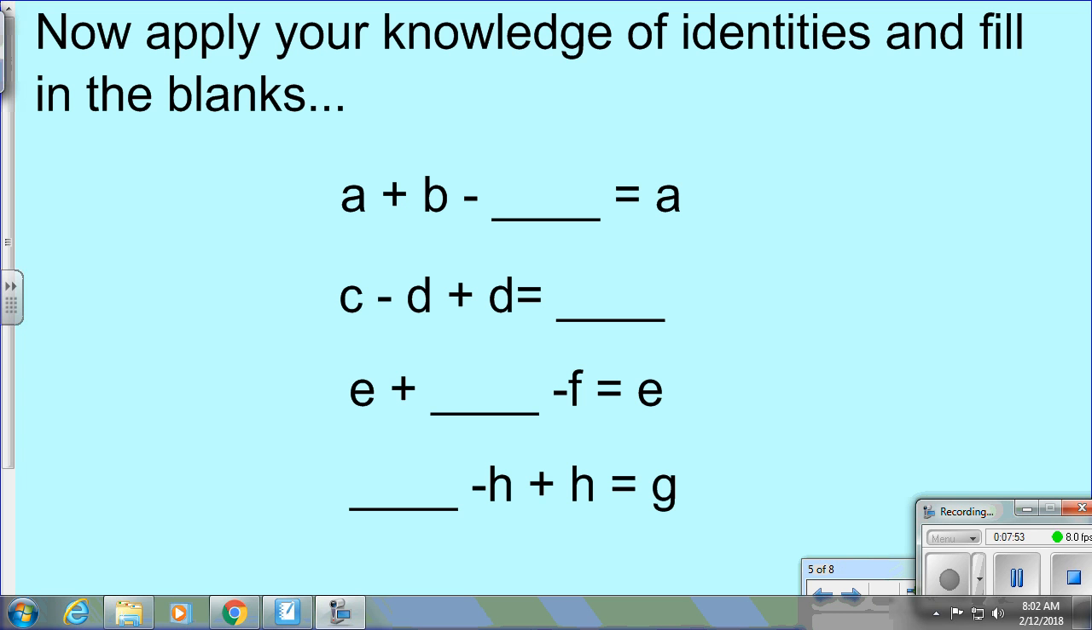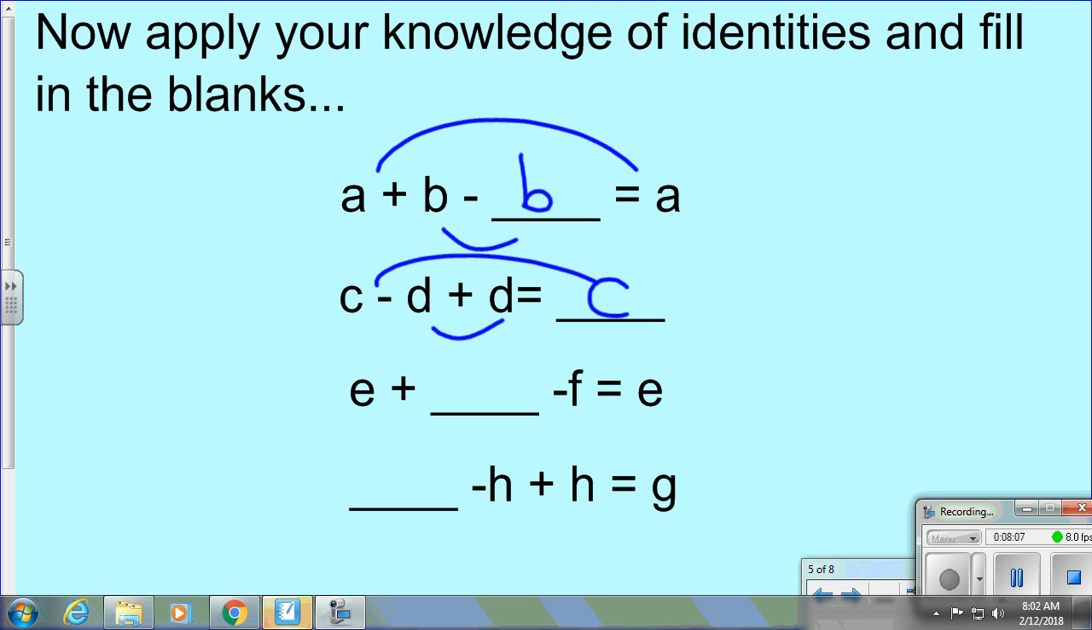Insides, outsides. A plus B minus what gives you A? B. Insides, outsides. C minus D plus D equals C. E plus what minus F equals E? F. And what minus H plus H gives you G? G.